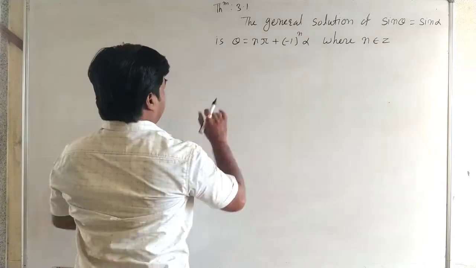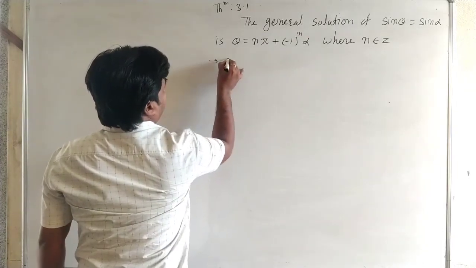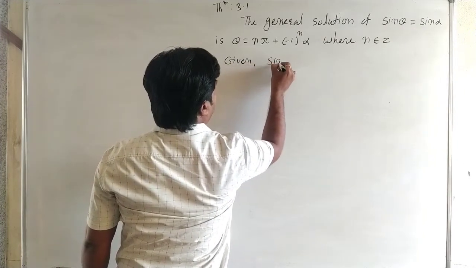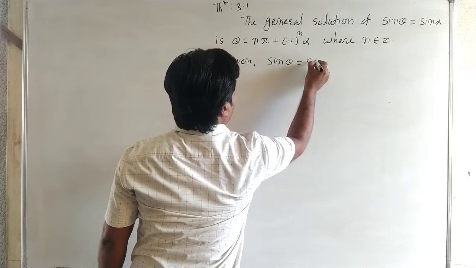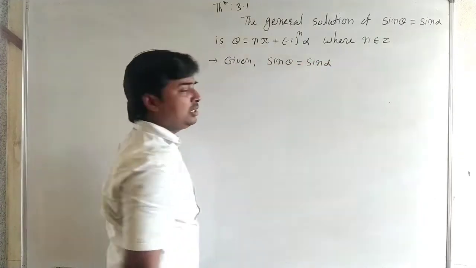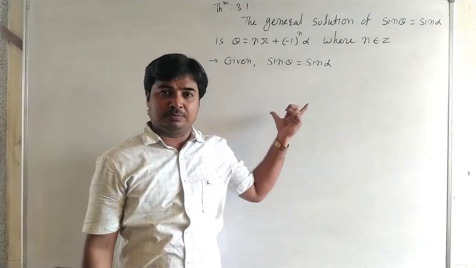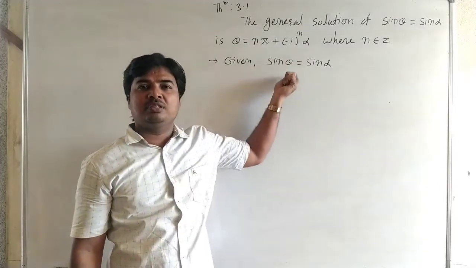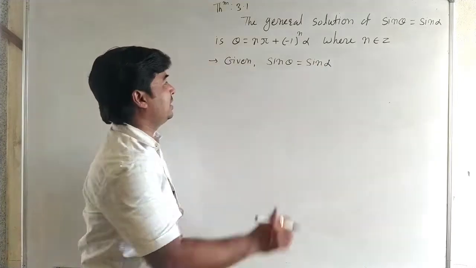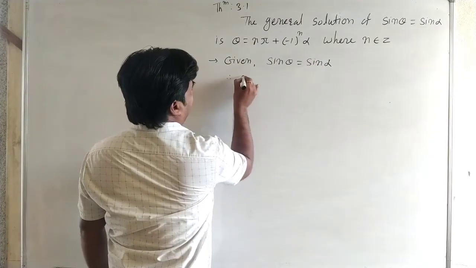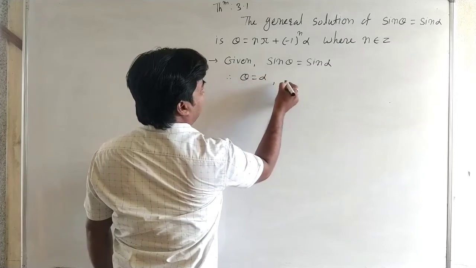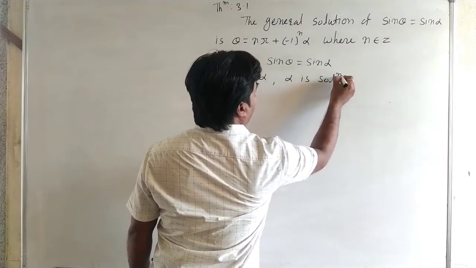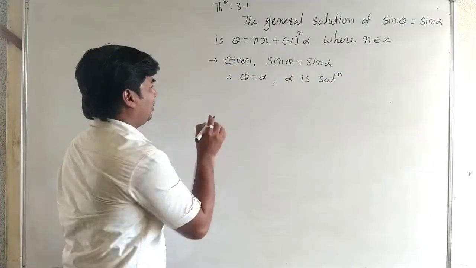Here the given equation, see carefully, is sin theta is equal to sin alpha. Here we want to find the solution of this trigonometric equation, and here theta is a variable, so the value of theta is the solution of this trigonometric equation. Here theta is equal to alpha, that means alpha is a solution of this trigonometric equation.